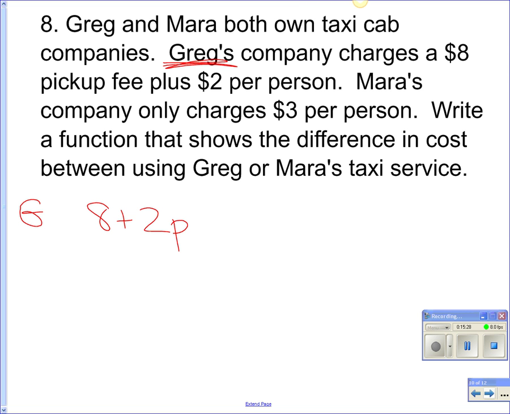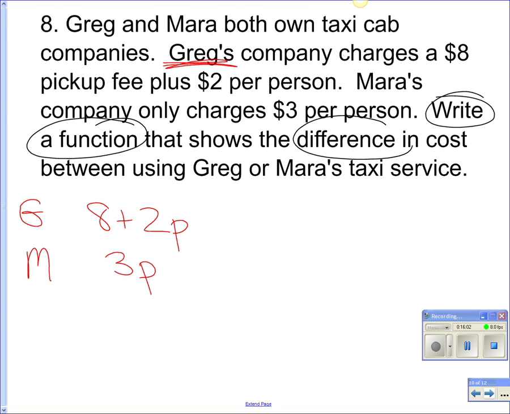Okay. Now we're going to go to Mara's. Mara's company only charges $3 per person. Okay? So all I put is 3P for that one. That's all you have for Mara's. Okay, just 3P. Devin, what do you want to do with these? Okay, well, what word should I circle? It's going to tell me what to do. What else should I circle, Devin? And difference means to subtract them. So I'm going to put this in parentheses and put a minus.